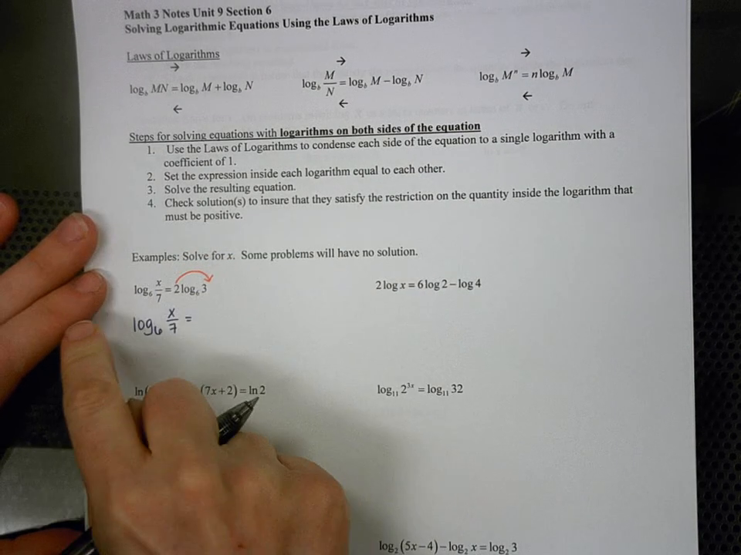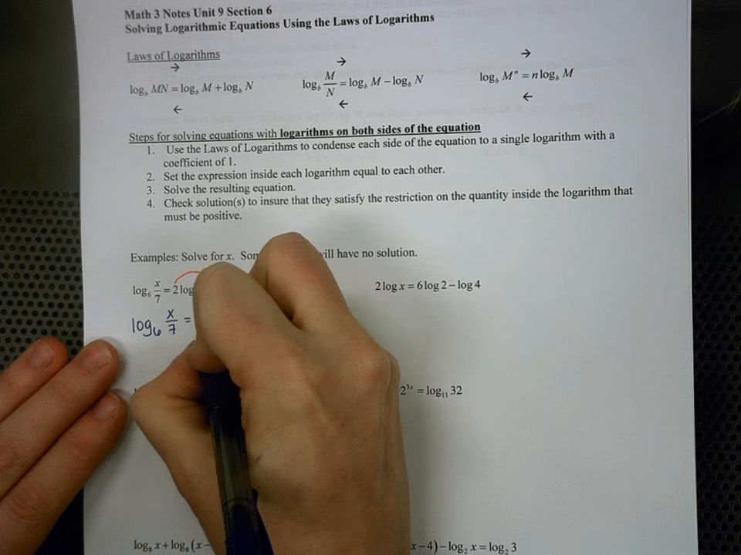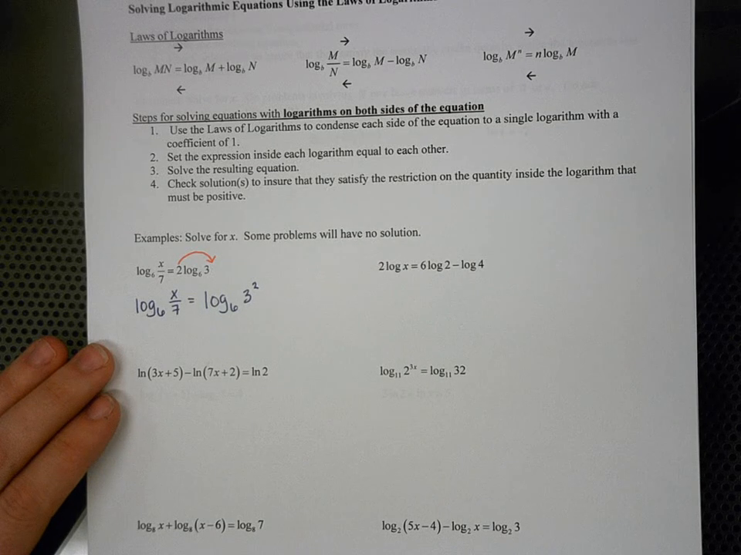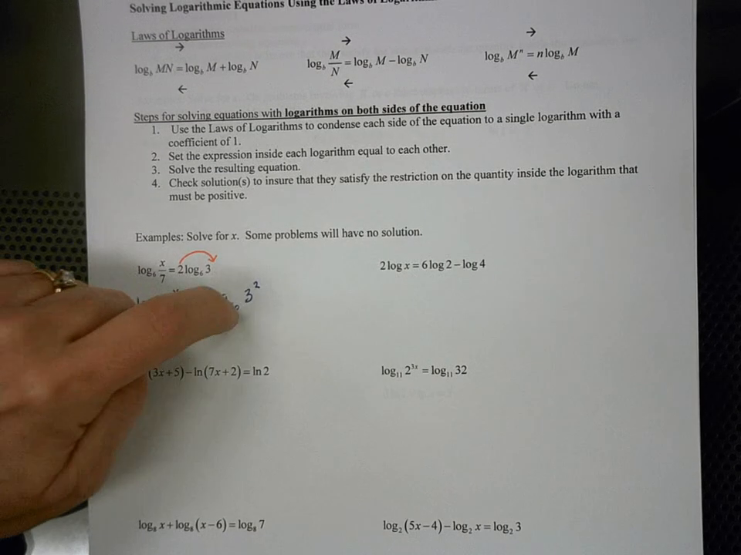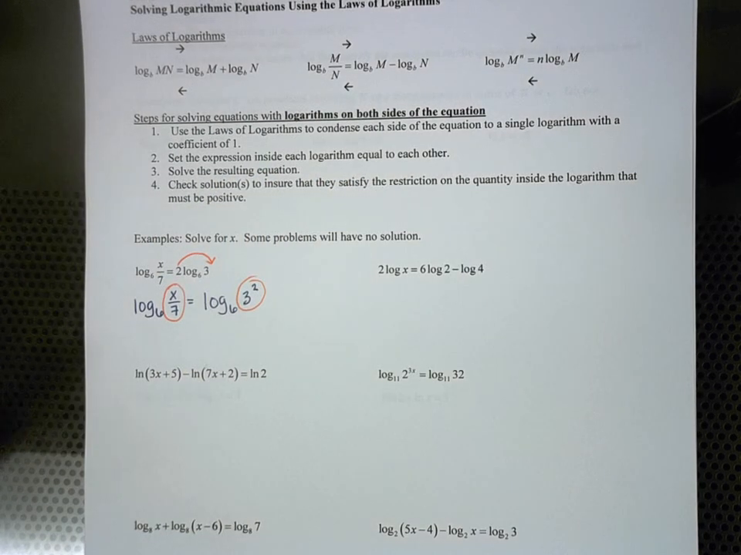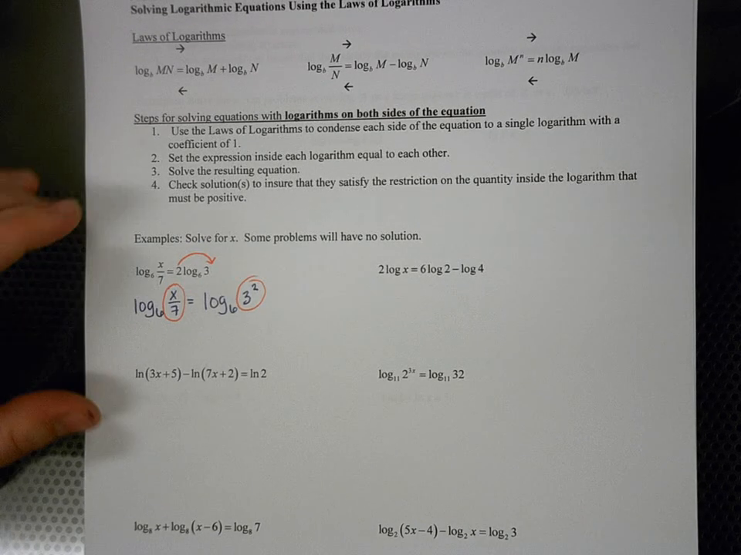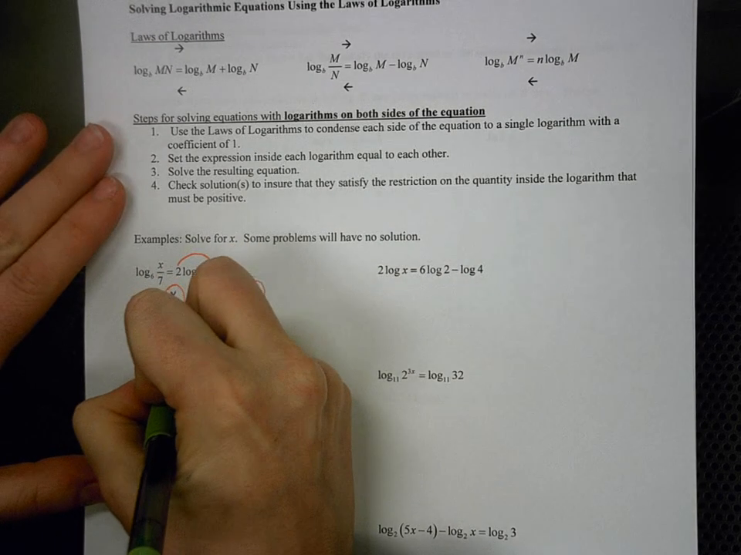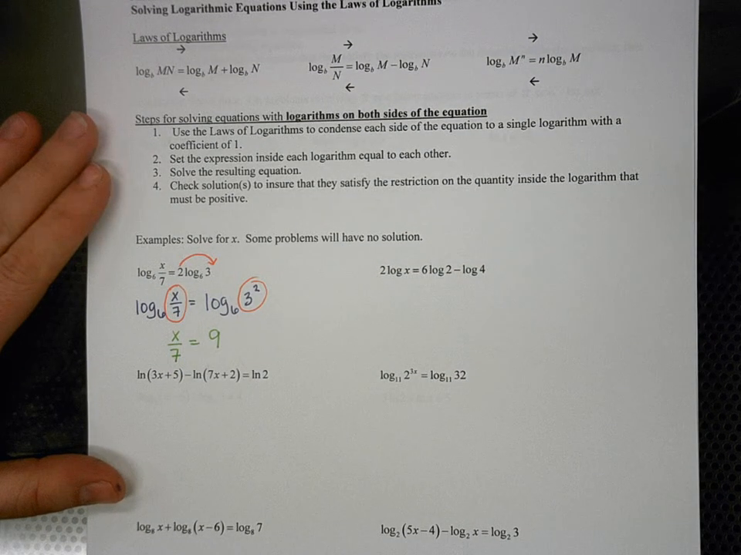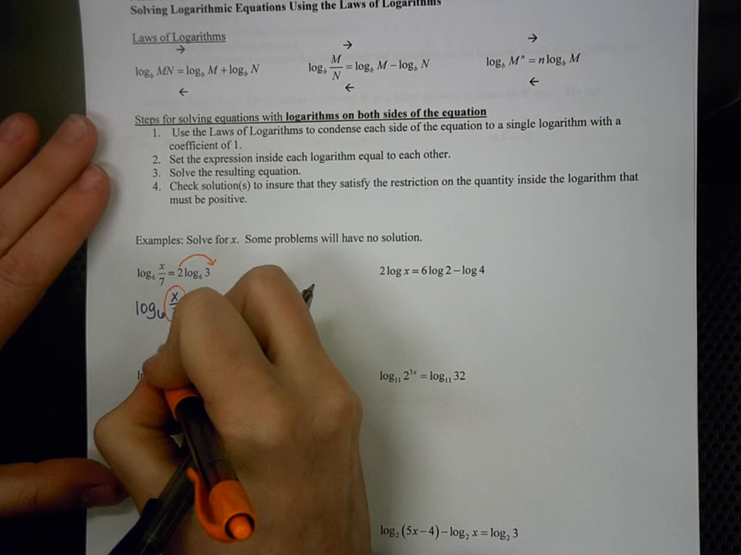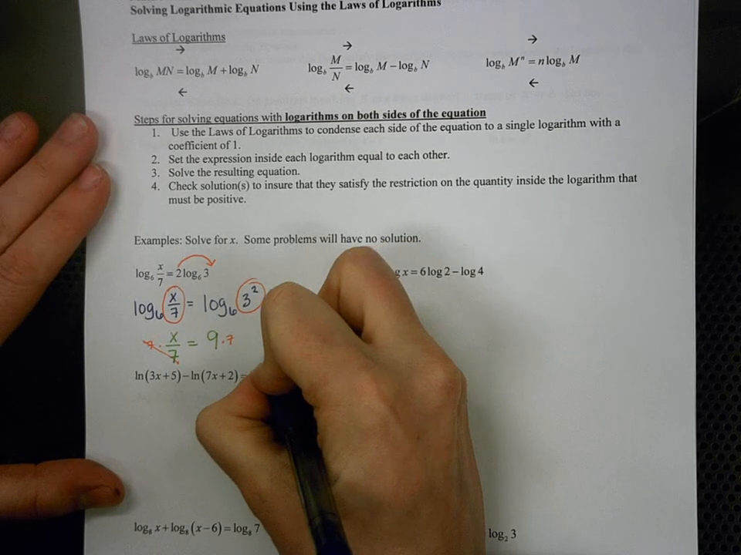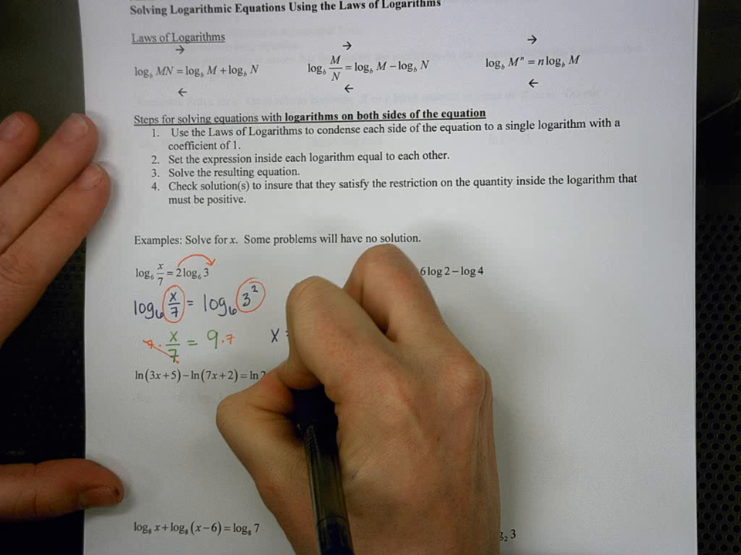So the left-hand side we're going to keep exactly the same, and all we're going to do on the right-hand side is move the 2 to the exponent place. So this is 3 squared. Okay, once you get log base 6 of something equals log base 6 of something, those somethings are equal. See how this is both log base 6 on each side? That means x over 7 equals 3 squared. What's 3 squared? 9. So how do we solve for x? Multiply by 7 on each side. X equals 9 times 7, which is 63.